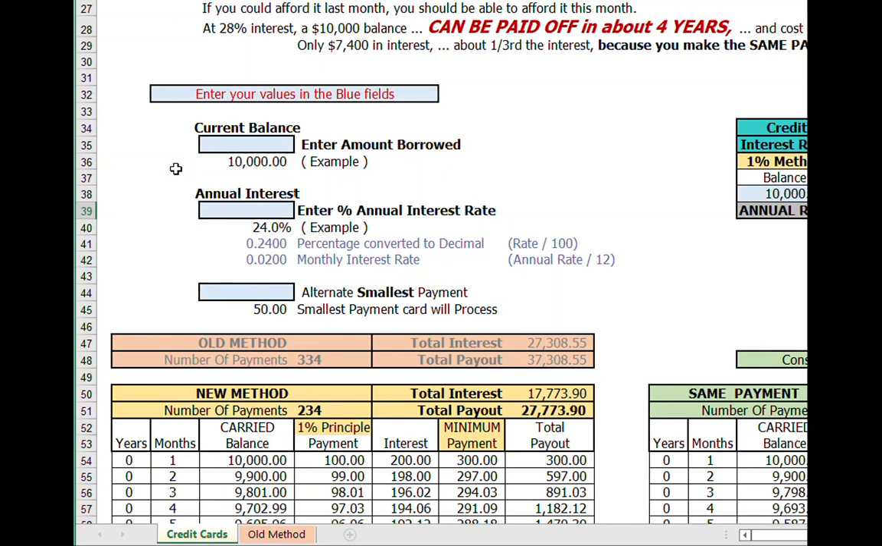$10,000 current balance and 24% annual interest rate. The default values calculate a minimum payment of $300. I don't have that up here, but it is down here.